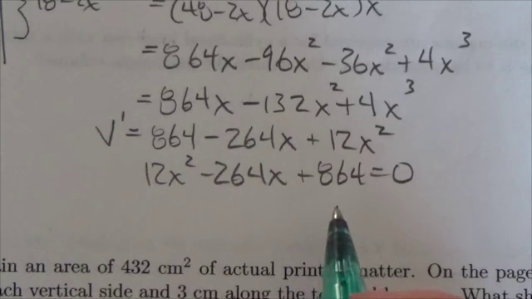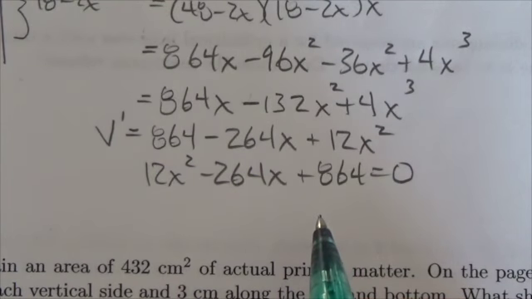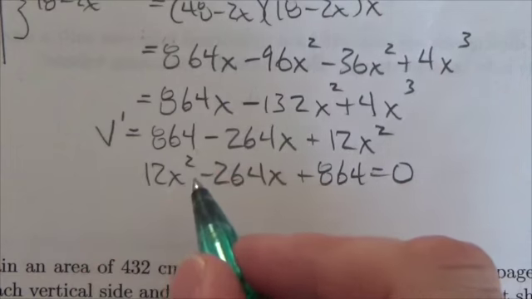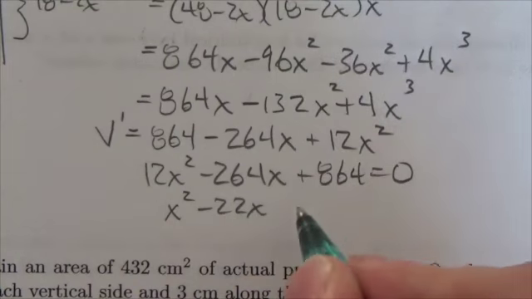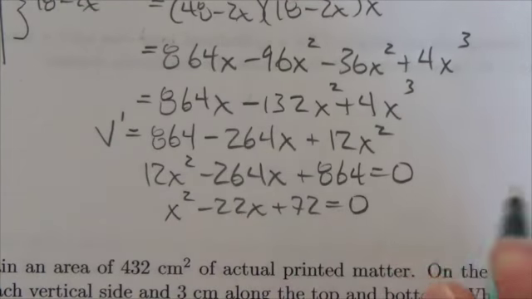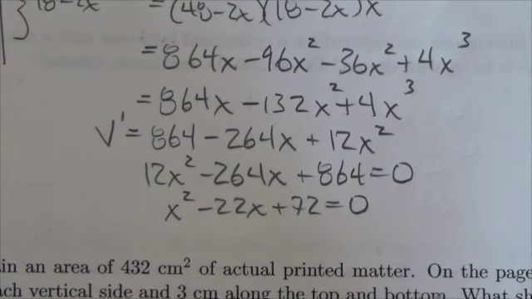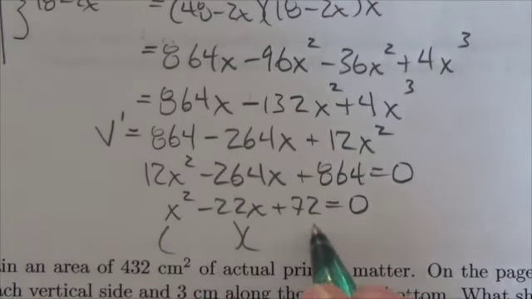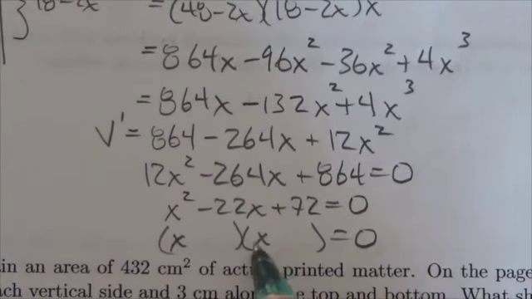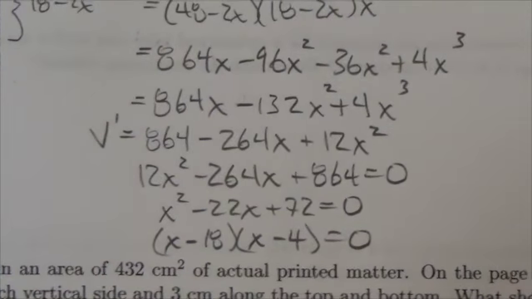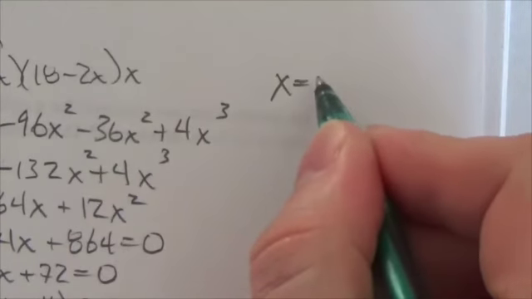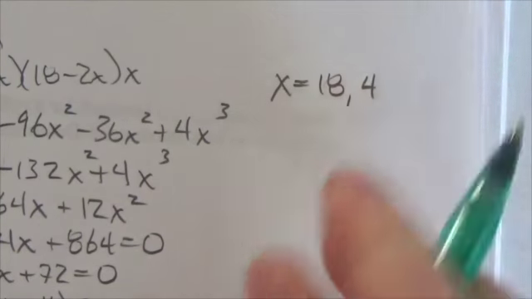Okay, so 864 does divide by 12. Does 264 divide by 12? That would be fabulous. Oh, it's almost too much to hope for, but it does. x squared minus 22x plus 72 is equal to 0. And let's just take a quick look here. 72 divided by 18 is 4. So this is actually going to factor down really nicely. This is going to end up being x minus 18 times x minus 4, which means my 2 solutions here are going to be positive 18 and positive 4.